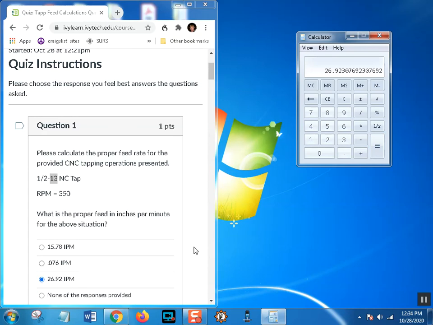All right. So that is pretty much all it is. But remember this, you do have to make sure that that feed is synchronized with your RPM. All right, very important. So that's how you do it.